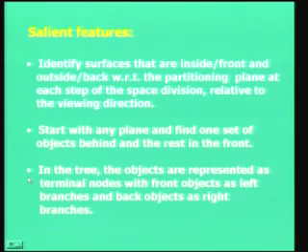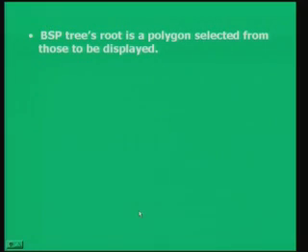So, let me repeat this sentence. In the tree, the objects are represented as terminal nodes with front objects as left branches and back objects as right branches. Continuing with the points of the BSP tree, the BSP tree's root is a polygon selected from those to be displayed. This is what I was saying, that you do not need to imagine a polygon even to start with, or any time later on when you are further subdividing with respect to planes.